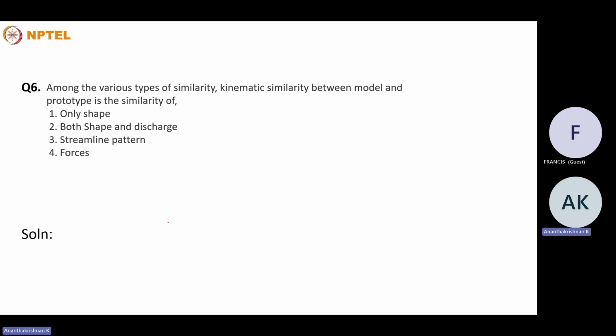And the various types of similarity: kinematic similarity between model and prototype is a similarity of only shape, both shape and discharge, streamline pattern, or forces? Oh, no, it's kinematic. So shape corresponds to geometric similarity, and so that is wrong. In kinematic similarity, only the velocity will be taken into consideration. That is the streamline pattern. Forces correspond to dynamic similarity.